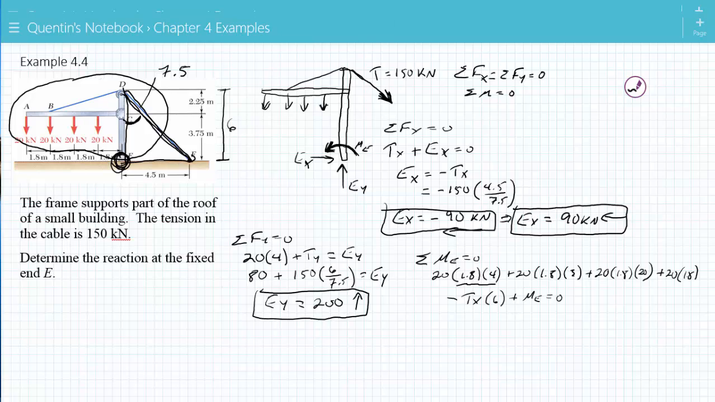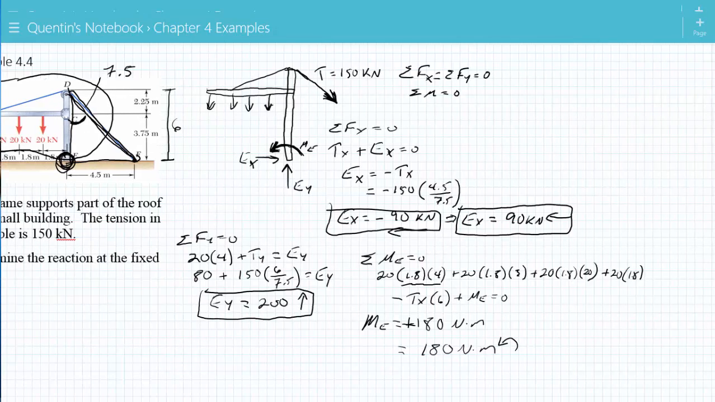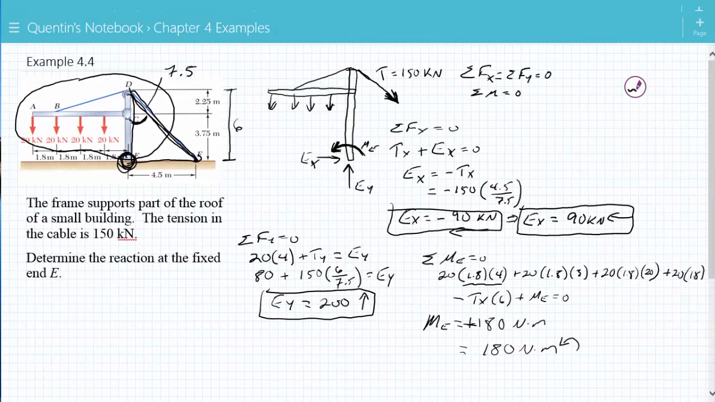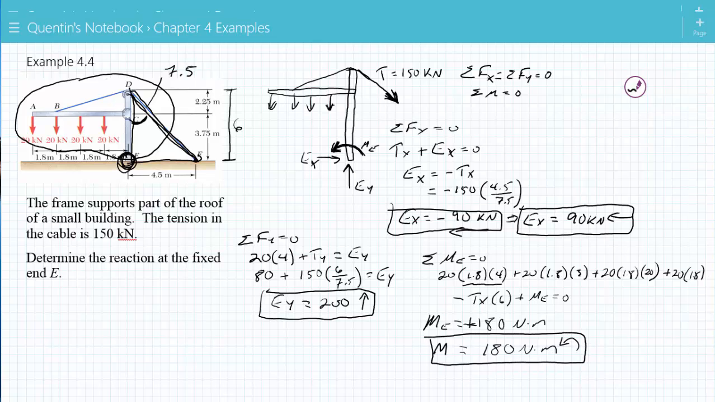We got that. And we know T and X. We know all these things. And so it turns out that you can just solve for the moment at E is equal to 180 newton meters, which means, to be clear, you can say this: it's 180 newton meters counterclockwise, or in that direction. Sorry. And that is your moment. So there you go. You solved for it. You have your EX, EY, and the moment at E. And those are all the unknowns that you have.